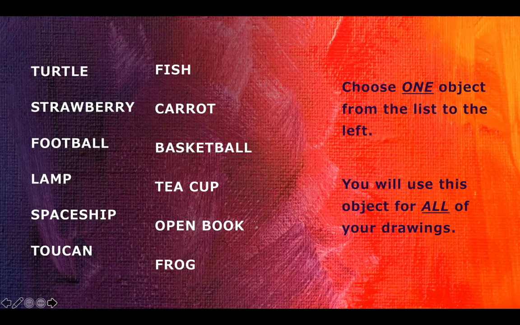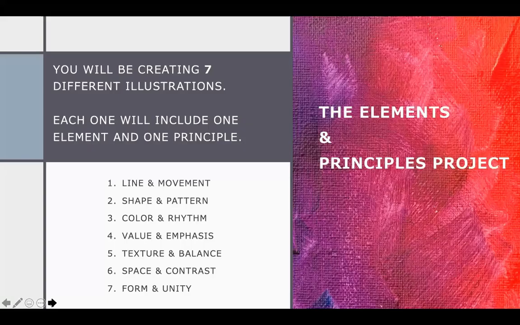There's going to be 7. So if you were to choose turtle, each one of your 7 illustrations will have a turtle in it. You'll be creating 7 illustrations that are going to be different. Each one of those illustrations is going to include one element and one principle. Now, the combination of elements and principles has already been chosen for you.